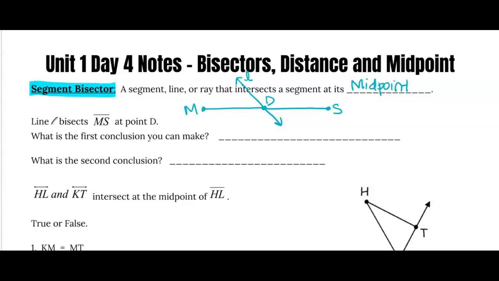So what is the first conclusion we can make from that statement? And that is that point D is the midpoint of segment MS. The second thing we can conclude is that segment MD is congruent to segment DS, or that the length of MD is equal to the length of DS.